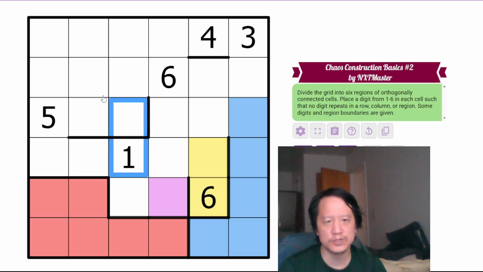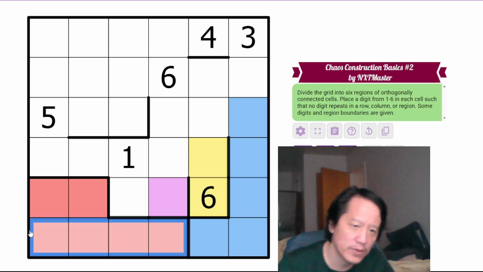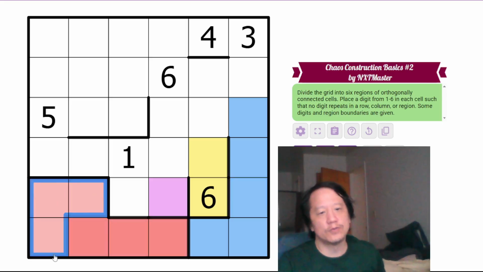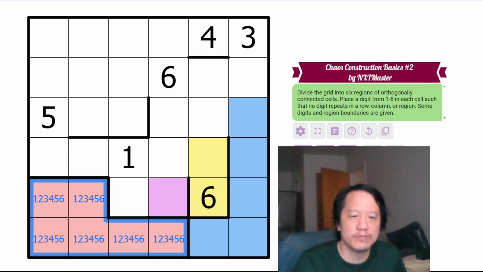These are 2 separate regions. So we have yellow and yellow here. So this is full. This is done. In the red region, we have to have 1 through 6. So let's put that out.